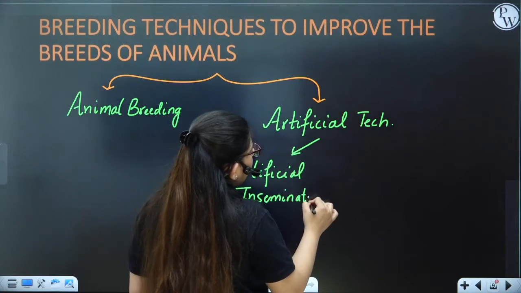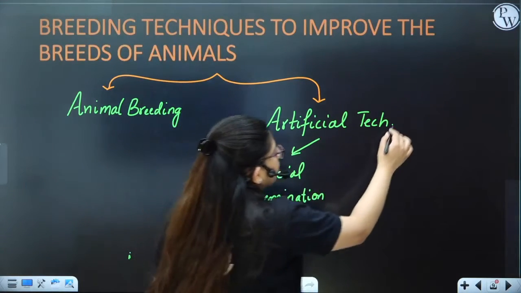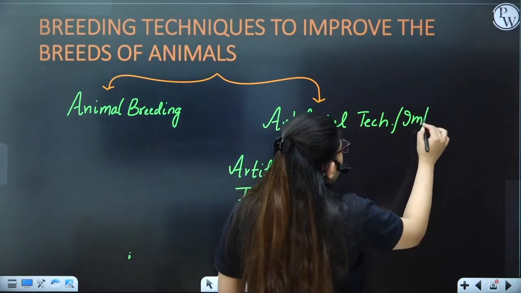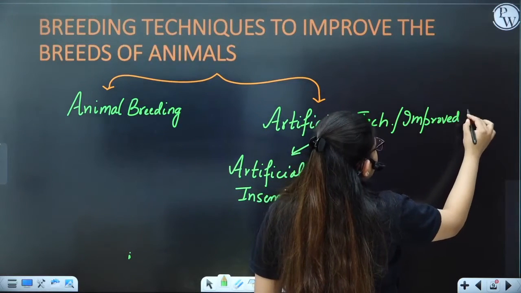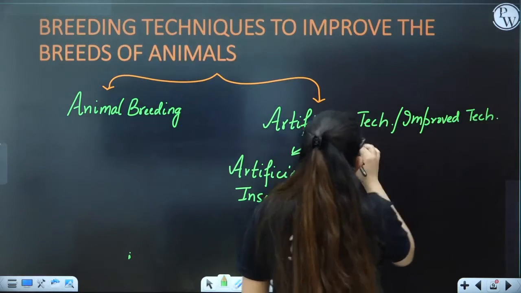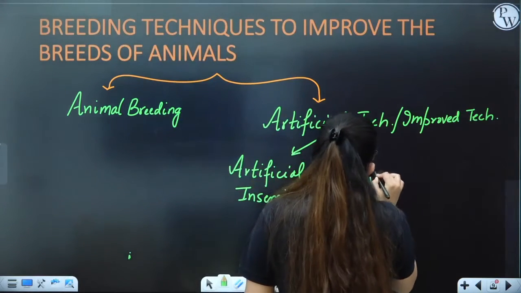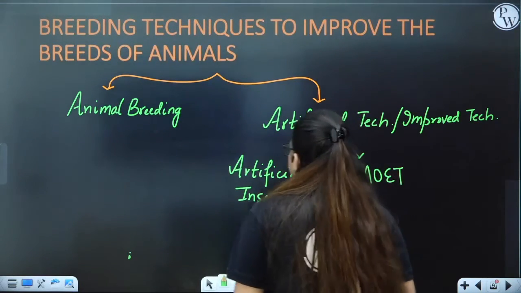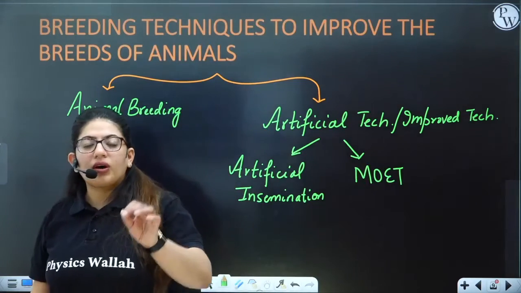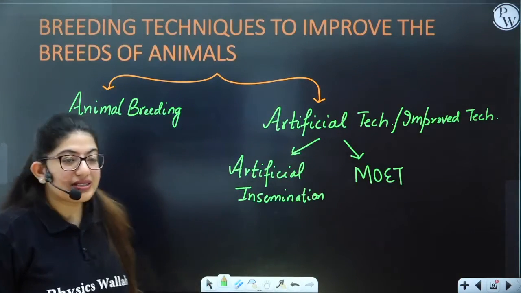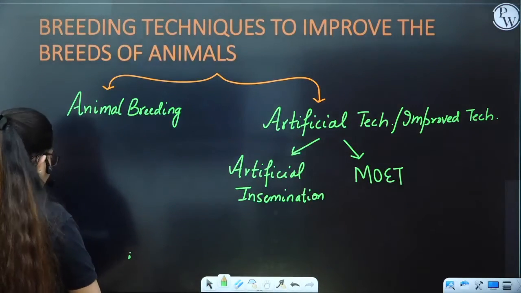These are the improved techniques. Sometimes you will also get the word improved techniques because these are scientifically done. And the second technique is MOET. We'll be discussing all three. But before this, you need to understand what a breed is. What is a breed? Let's see.